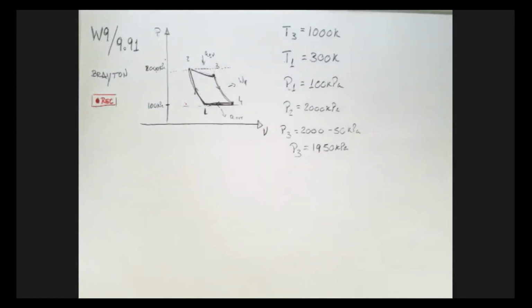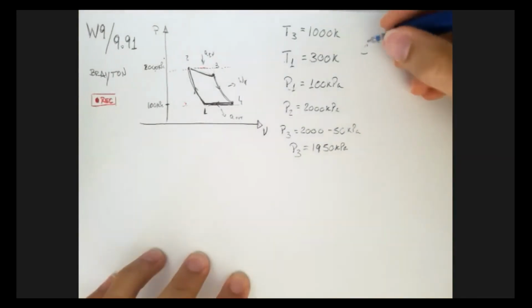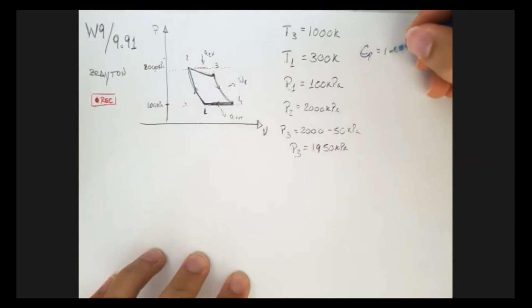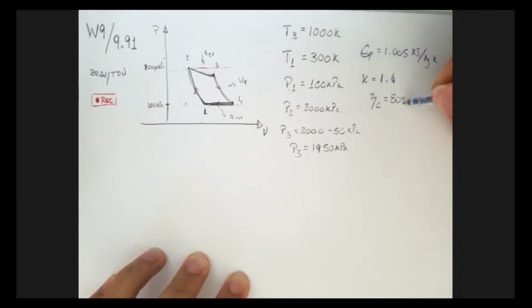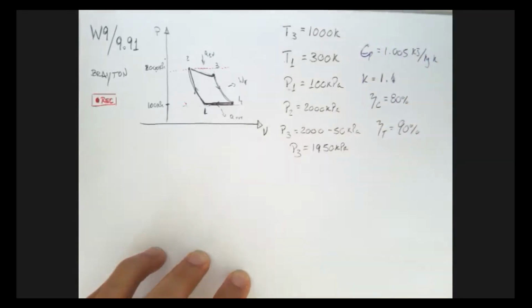If we consider Cp and Cv constant, that means our Cp for air will be 1.005 kilojoules per kilogram Kelvin from the table, and that's going to be the same throughout. And our k is just Cp over Cv, which is going to be 1.4 throughout. That makes our lives easier. And then we have the efficiency of the compressor, which is 80%, and the efficiency of the turbine, which is 90%. So I have all the information that we need.